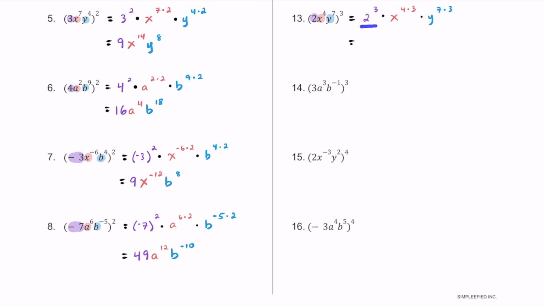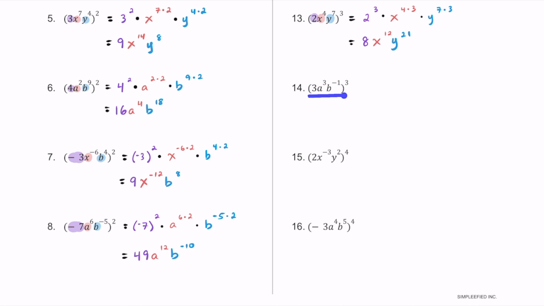This 2 to the 3rd power, that's 2 times 2 times 2, that's going to equal 8. And then multiplying these two exponents, 4 times 3 is 12, so it's going to be times x to the 12th power. And then for y's exponent, 7 times 3 is 21, so we're going to have times y to the 21st power.